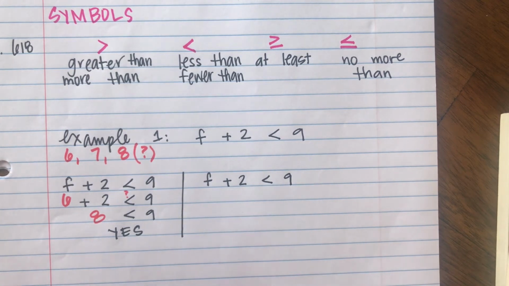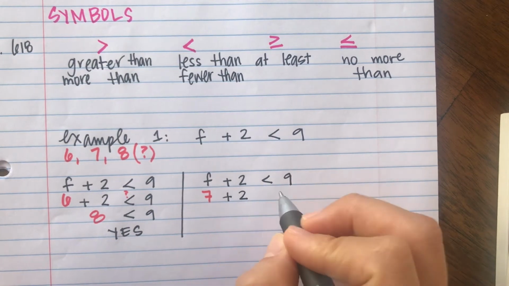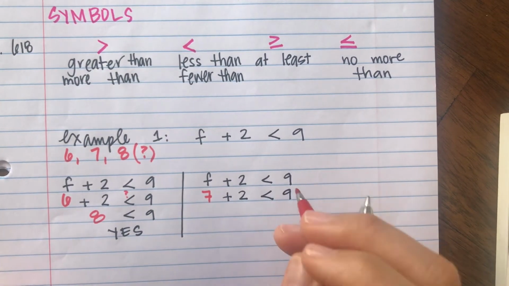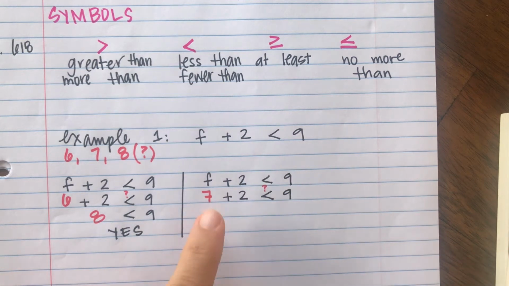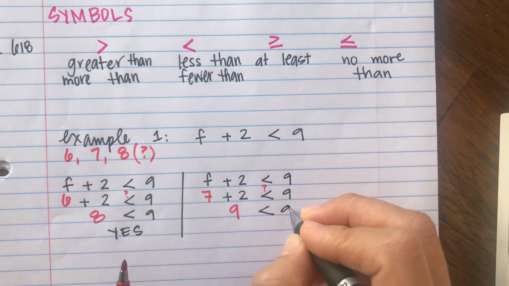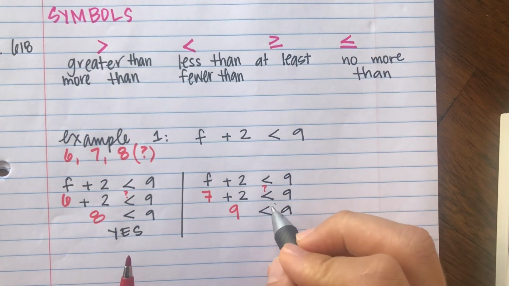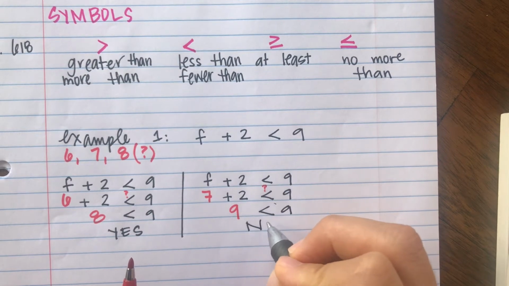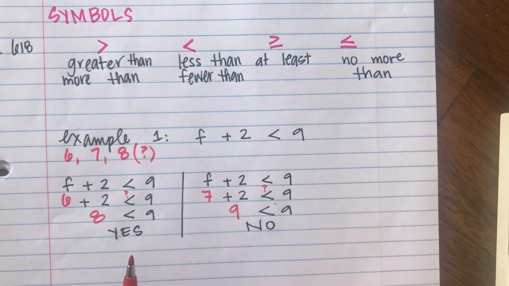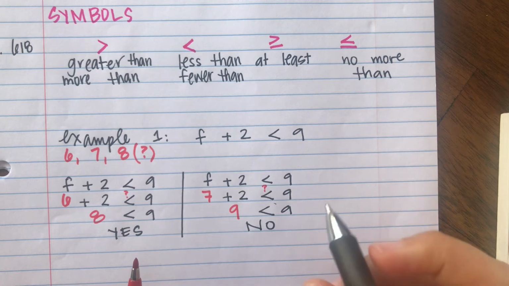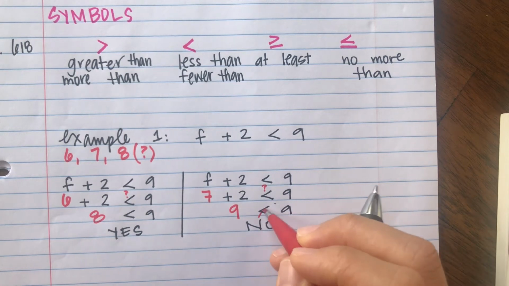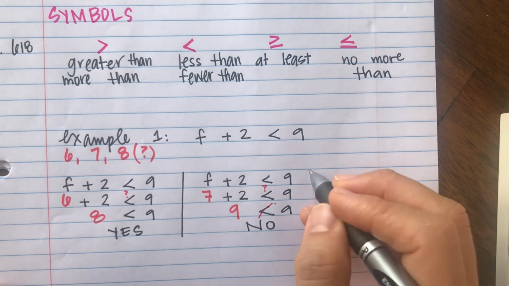I'm going to substitute the 7 where the f is, plus 2 less than 9, question mark. I'm checking that. 7 plus 2 is 9. Okay, so is this number sentence true? No. Because 9 is not less than 9. 9 is equal to 9. So, nope, that can't be true.